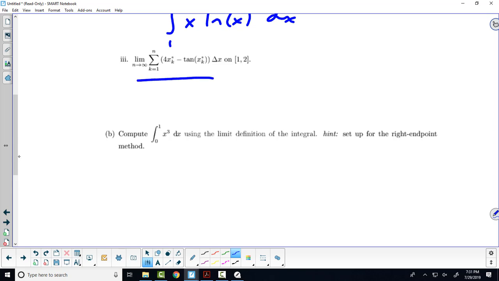Okay, so again, what am I asking you to do? I'm asking you simply to recognize that that is the limit definition of the definite integral. In this case, I'm using the more common version of that limit definition, where the number of rectangles is going to infinity. But it's still the same question. What is the answer? The answer is the integral from 1 to 2 of 4x minus the tangent of x dx. Is the x star k always going to be x? Mm-hmm. Yeah. So do you see these problems aren't hard?